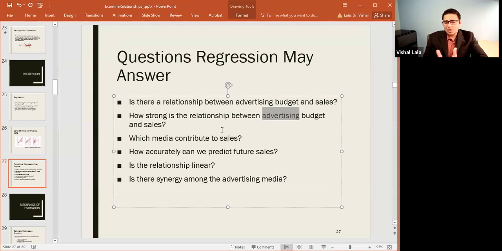Are they pretty close to the line? Or are they pretty far off from the line? If they're very far off from the line, it indicates your accuracy isn't going to be as strong. All the relationships look linear based on the trend of the data. Is there synergy among the advertising media? In other words, do the variables interact in influencing sales or not? That we can't tell solely based on the graphs.